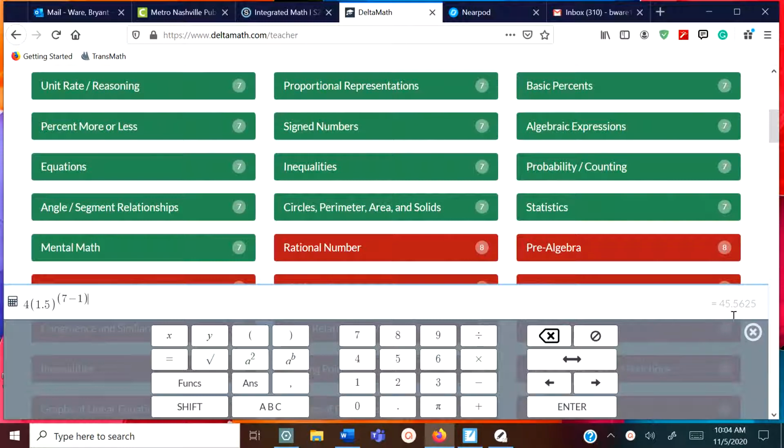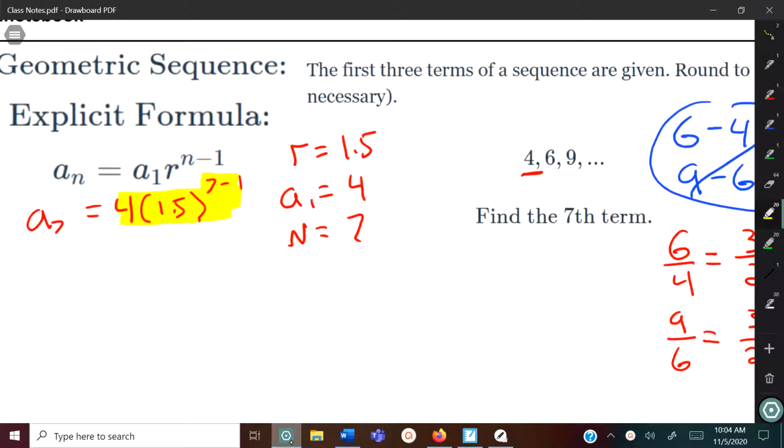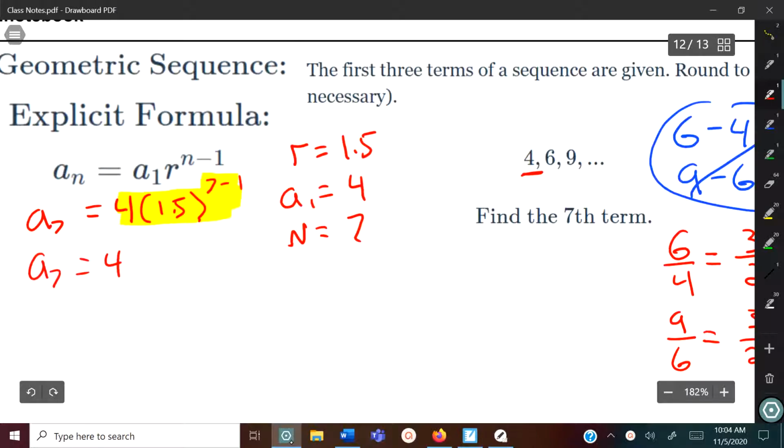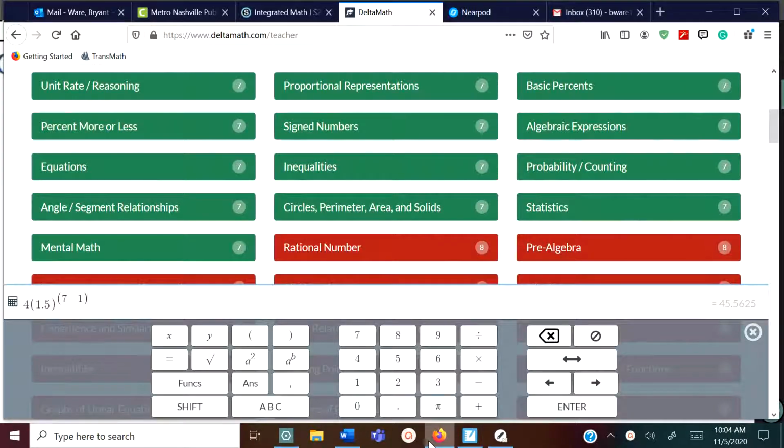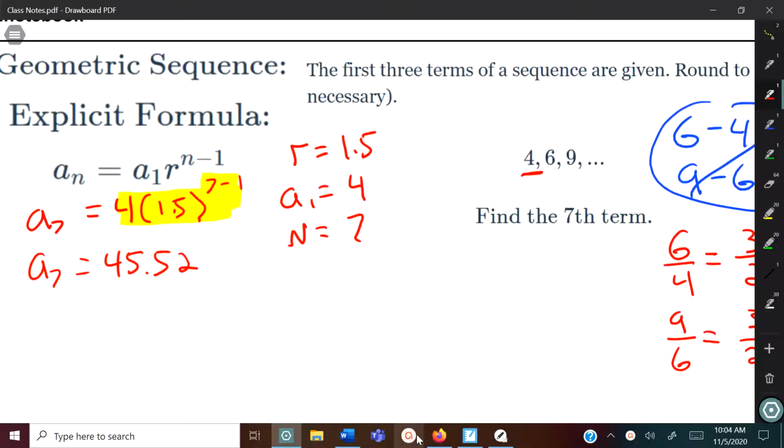You get 45.5625. I'm going to write that out. 45.5625. Double check that. Okay, and that's the answer.